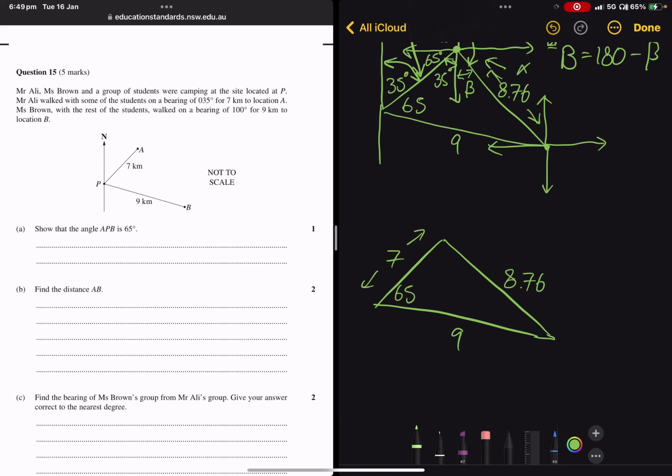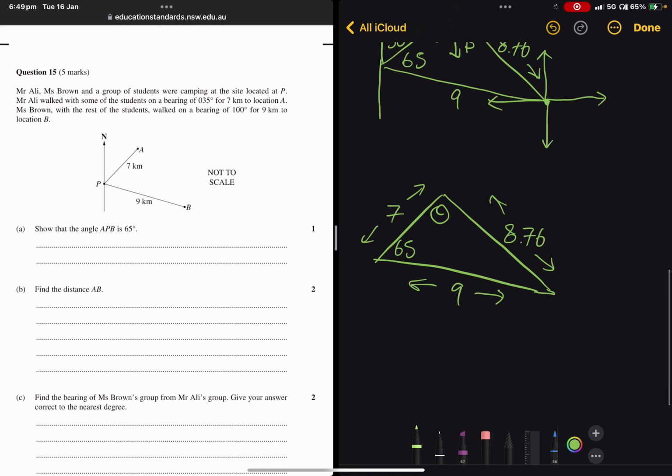So we know these lengths, and now we can use another trigonometric rule to find this angle, which we can call theta. Theta minus 35 is going to give us beta. 180 minus beta is going to give us our bearing. So this is what we're going to do now. Here we'll use sine rule because we have an angle-side pair here with one unknown and an angle-side pair here where both are known. So we get sine theta over 9 is equal to sine 65 divided by 8.76.